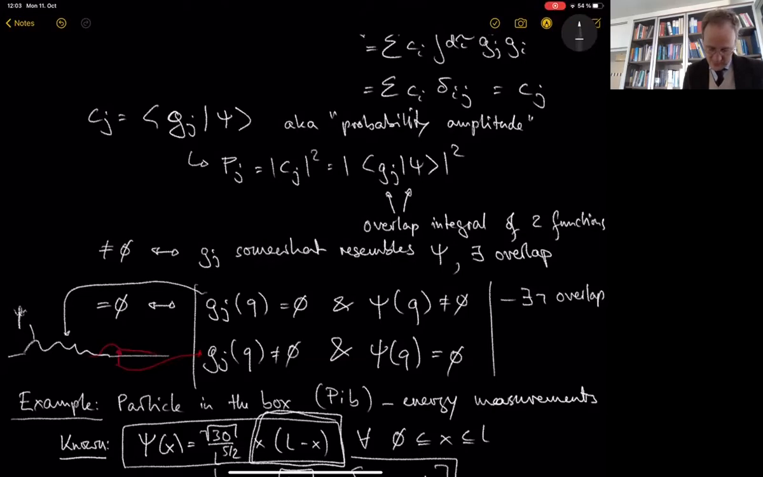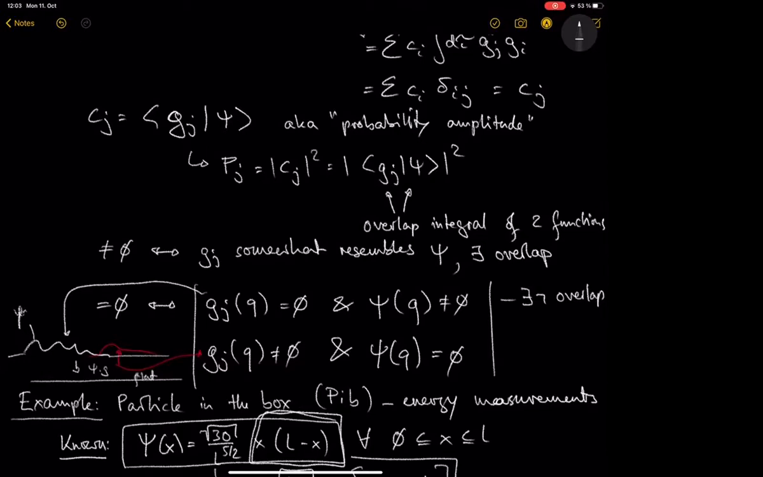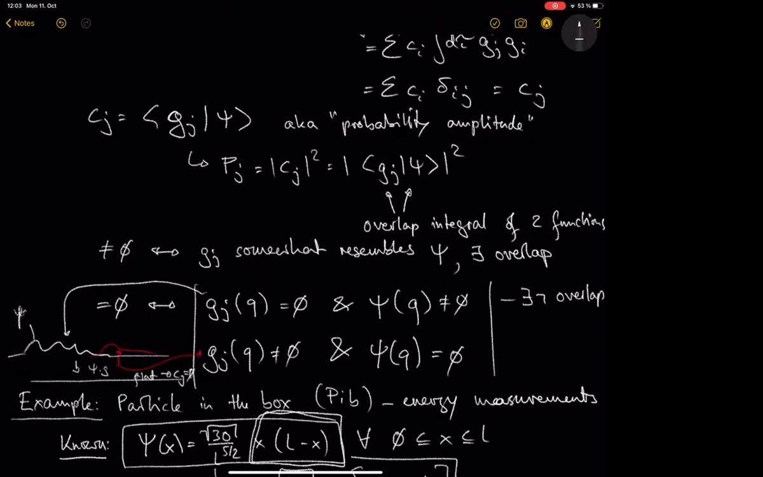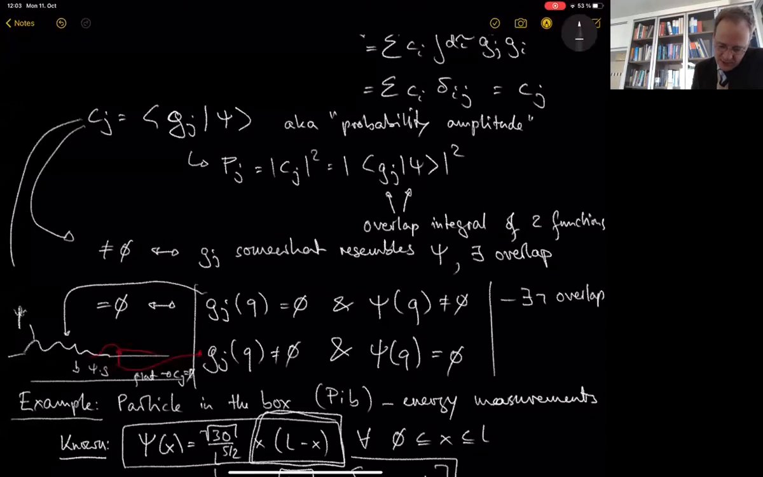And so if you now build the product of these two functions, psi times G would be flat everywhere, because either the red one is 0 or the white one is 0. That means that your Cj will be 0. So that's this case here. So your Cj can either be non-zero, or it's 0 for either of these two reasons.